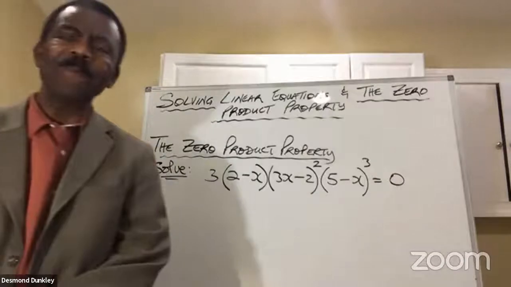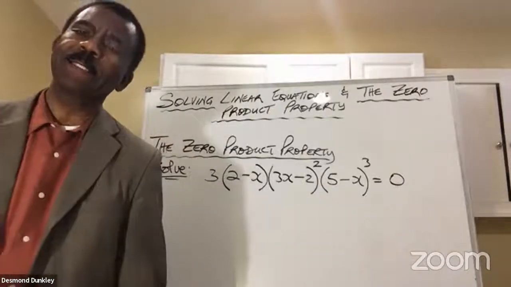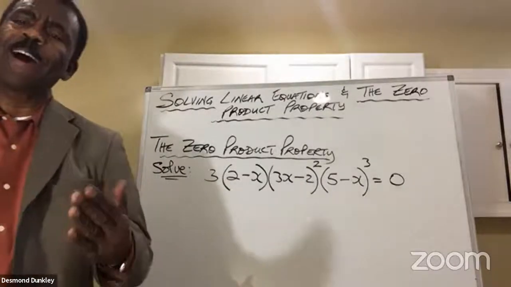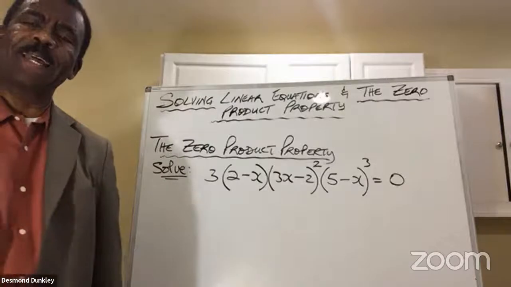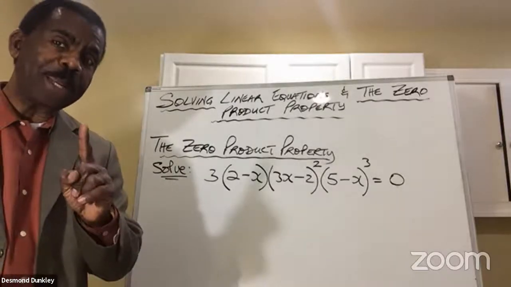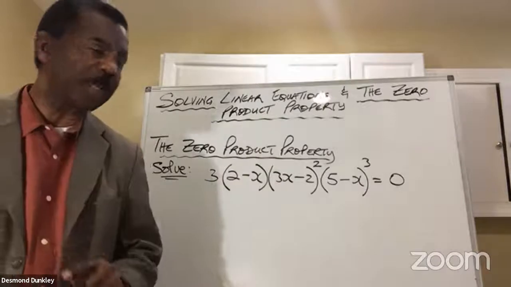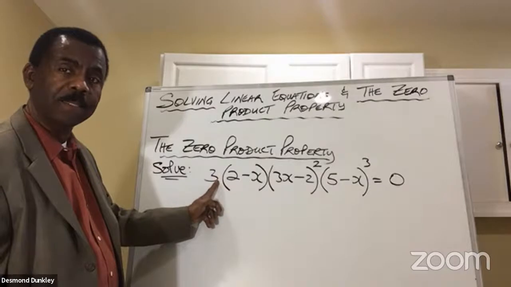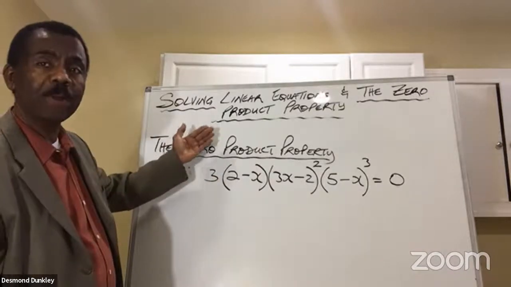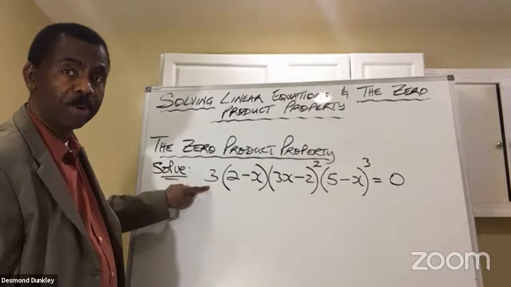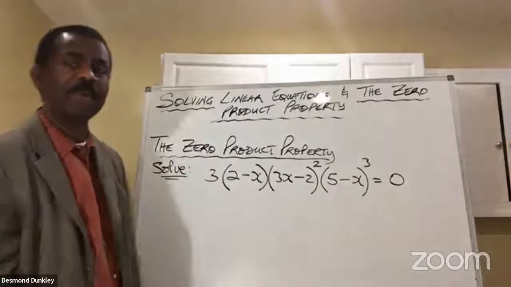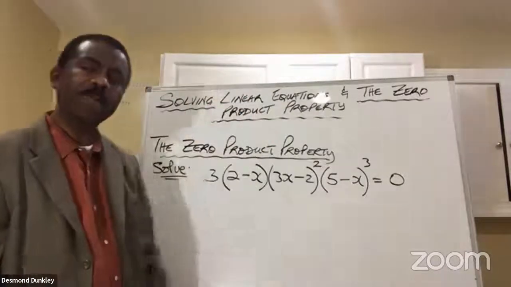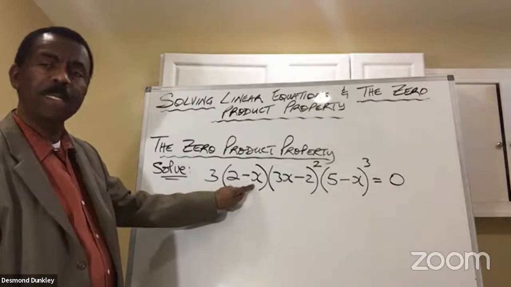Okay, so my trick question is, how many solutions does this equation have? If you are following me and paying attention, you should be able to say to me, oh, okay, this 3 doesn't have an x, so it doesn't get affected by the zero product property because this cannot be 0. 3 is not 0. However, if you had 3x, then the x would have to be 0. So this gives me 1.